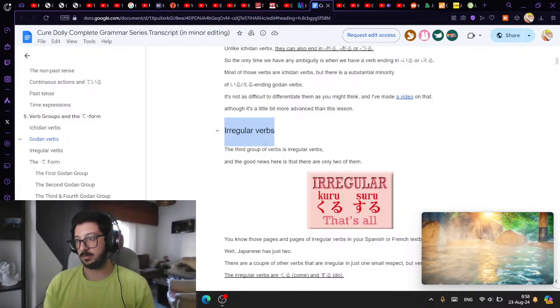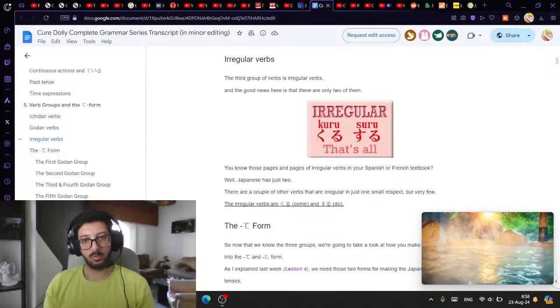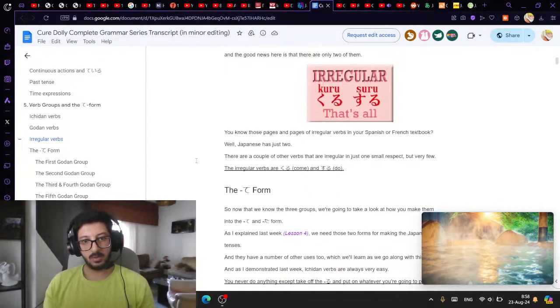Irregular verbs. The third group of verbs is irregular verbs. And the good news here is that there are only two of them. Kuru, suru, that's all. You know those pages and pages of irregular verbs in your Spanish or French textbook. Well, Japanese has just two.